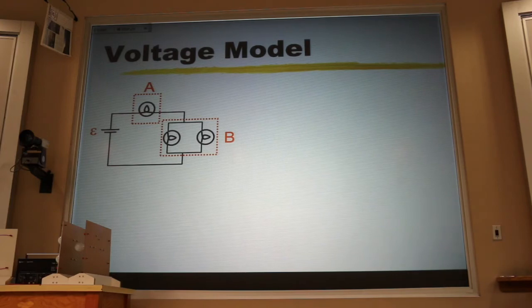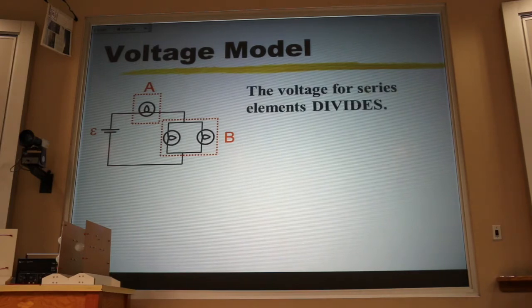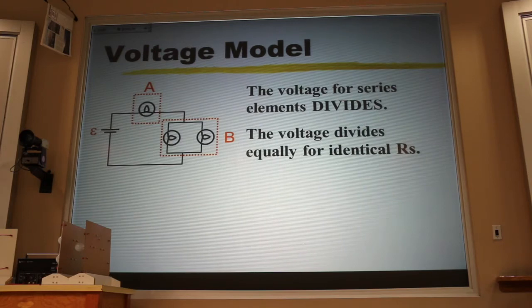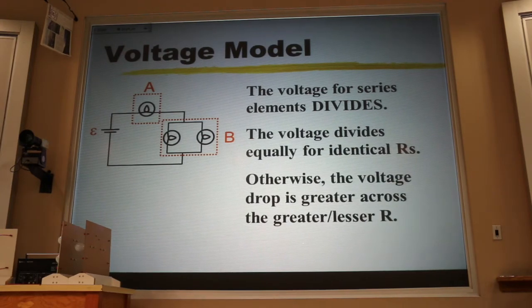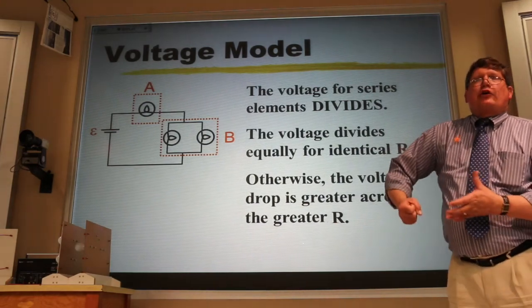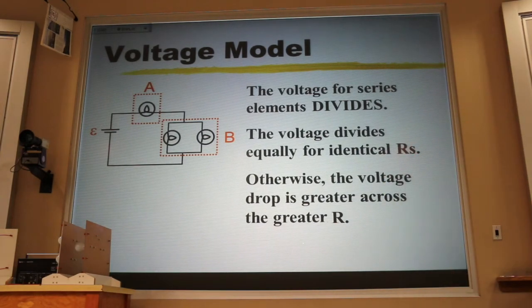Now, that means that we divide up the oomph of the battery where it's needed. If those two boxes are the same resistance, they're equally hard to get through, I would divide up the battery voltage equally. If one of the boxes is harder to get through, has a higher resistance, then I would give the higher voltage to the greater or the lesser R? Greater. The greater R. Okay? Because that's going to be the harder box to get through, and that's where I'm going to need the bigger oomph to get the coulombs through.